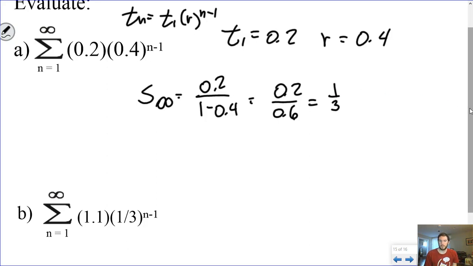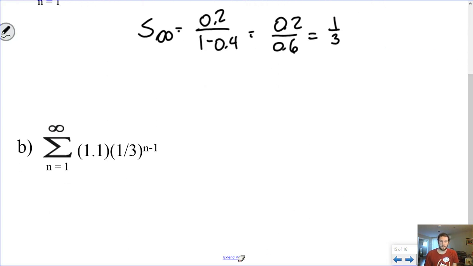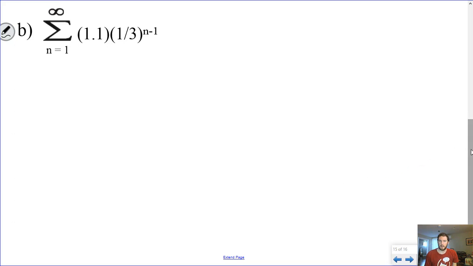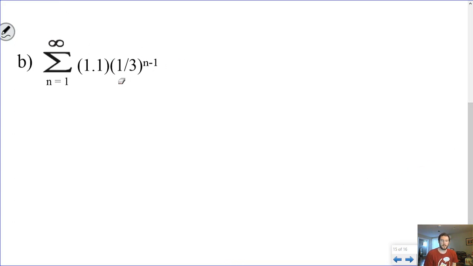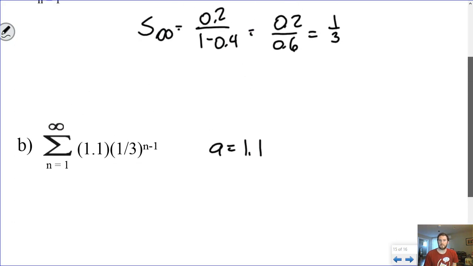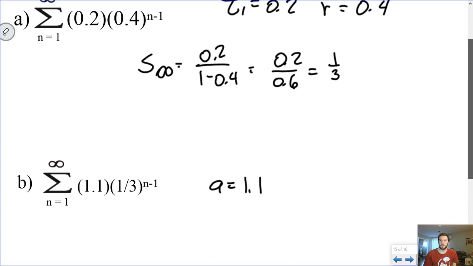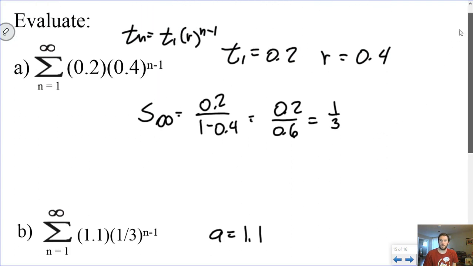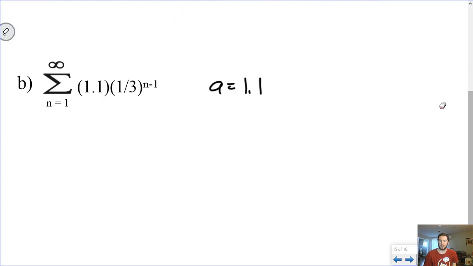Okay. Do the same thing for the next one down here. So again, it's a geometric series. Right here's my general term where my a value is 1.1, and I'm apologizing, you guys getting confused. I'm kind of using them interchangeably. A and T1, right? Term 1 and A, it's the same thing. Sorry if that confused anybody.